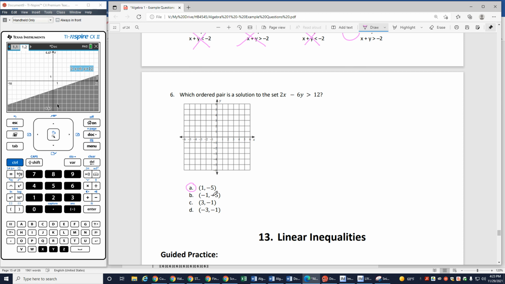If I look at the others, negative 1, negative 5. I think that might work also. Negative 1, 1, 2, 3, 4. Oh, that one also works. So we have 2 correct answers for this one. So if this was a select-all problem, then it would be A and B, right? 3, negative 1. Now that one is on the line, and it's a dotted line, so that one is not going to work. And negative 3, negative 1 is outside my shading altogether, so that one doesn't work either. So this one actually has 2 answers, which won't happen on your STAR test.